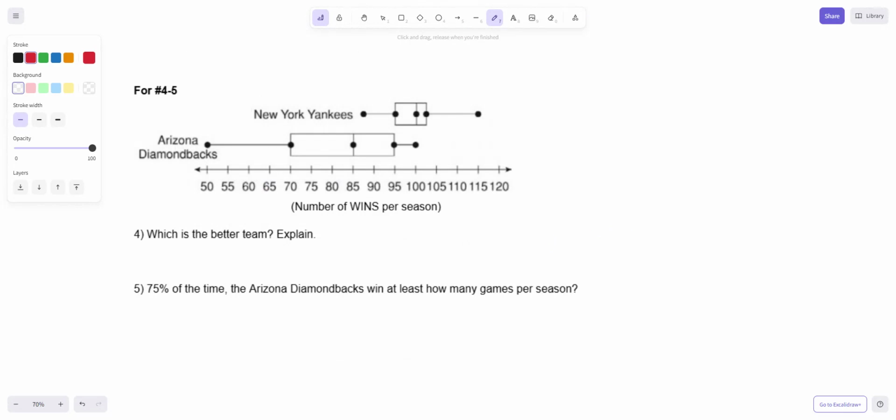Number 4, which is the better team? Well, let's see. The Yankees, their median, they usually win about 100 games. Well, the Diamondbacks usually win only 85 games. The maximum the Diamondbacks have ever won is 100. Well, Yankees is 115. So the median is higher. Just in general, it's higher. So the Yankees.